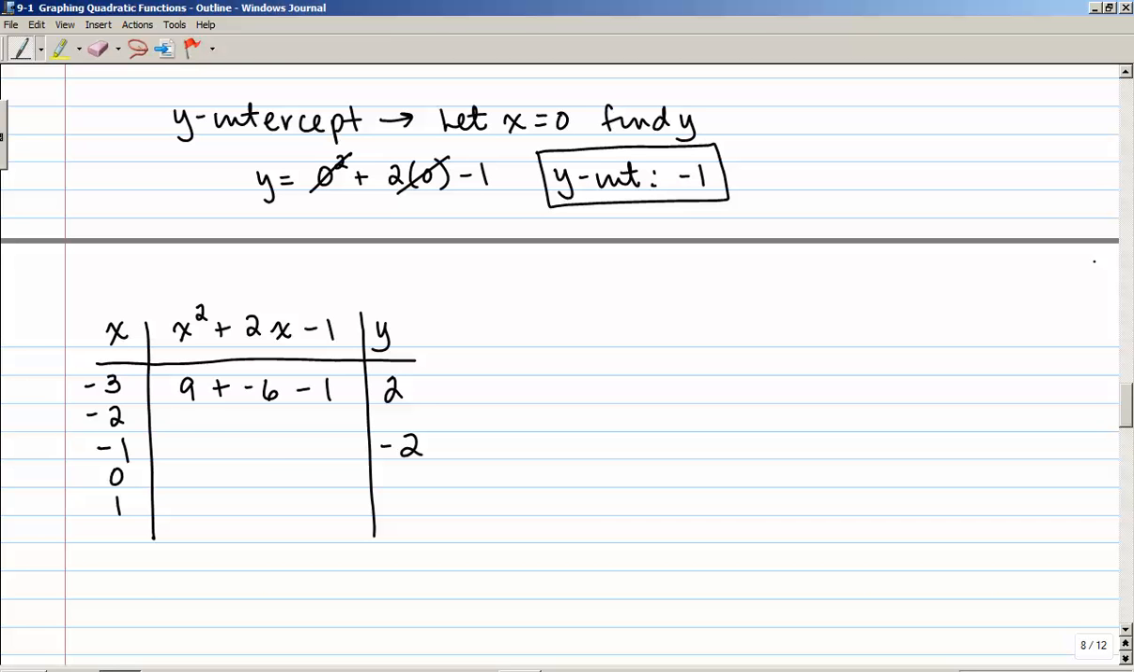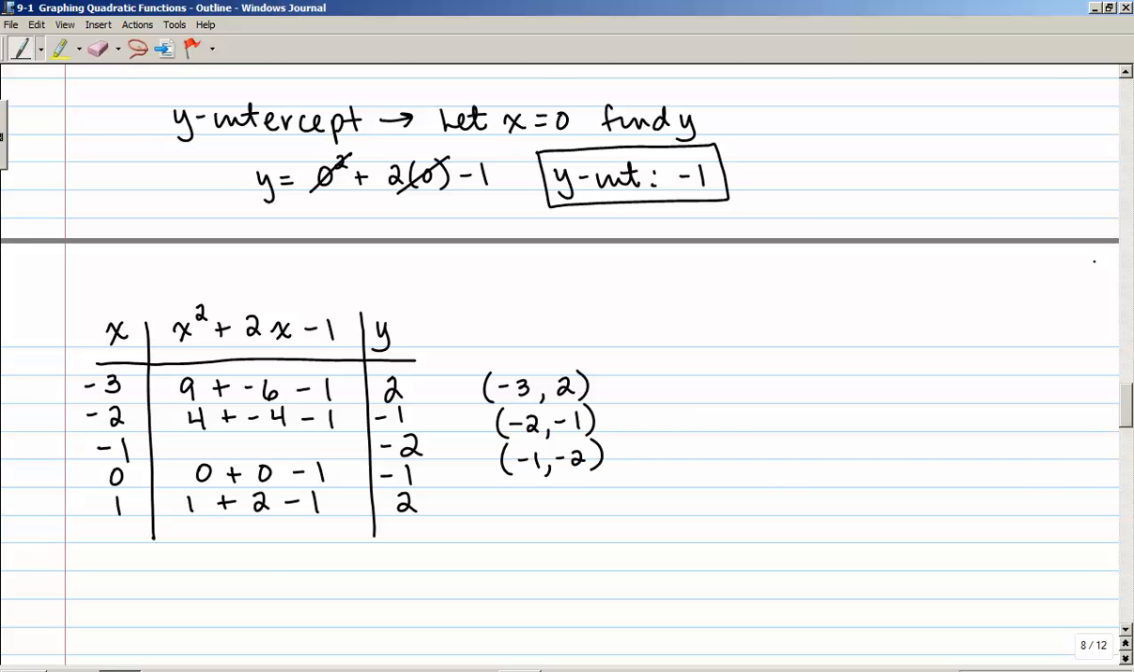Plugging in negative 2 for x is going to give me 4, plus negative 4, and minus 1 is going to give me negative 1. I've already plugged in negative 1 and I got negative 2. Plugging in 0, I get 0 plus 0 minus 1, which gives me negative 1. And plugging in 1, 1 squared is 1, plus 2 times 1 minus 1 gives me 2. That gives me the ordered pairs negative 3, 2; negative 2, negative 1; negative 1, negative 2; 0, negative 1; and 1, 2.